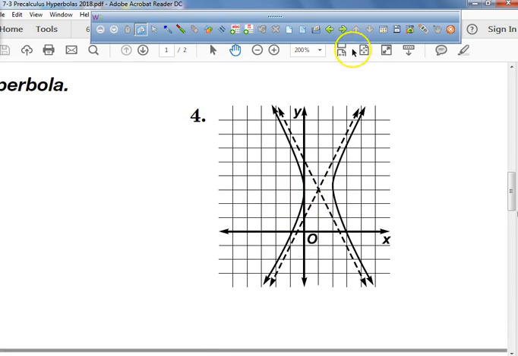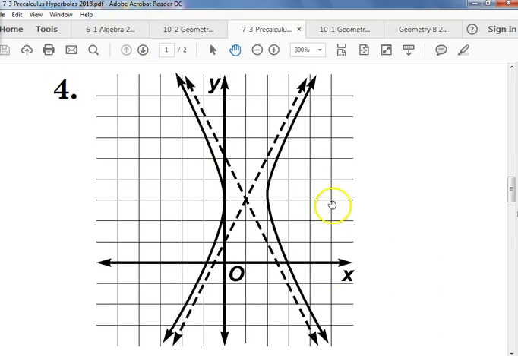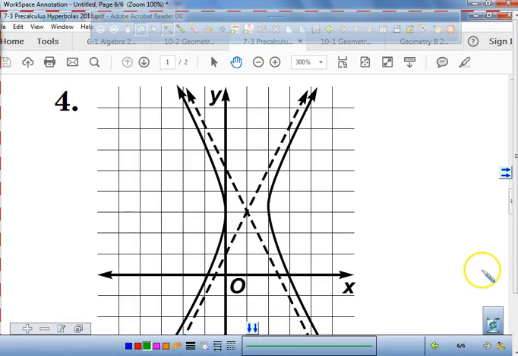Here we go. We'll go ahead and zoom in a little bit more. All right, predict what I'm going to do. What's the very first thing you think I'm going to do? Yes, find the center, where the two asymptotes cross.